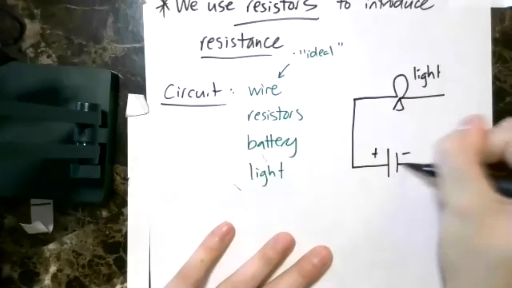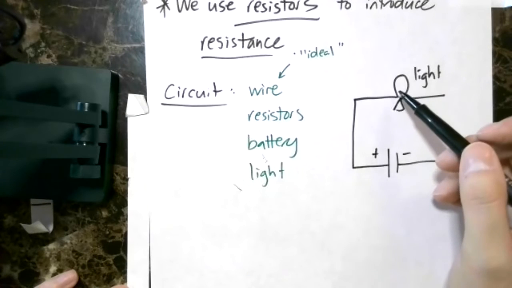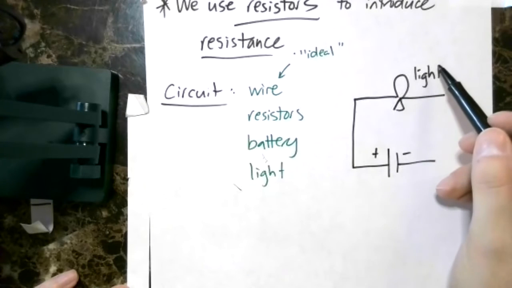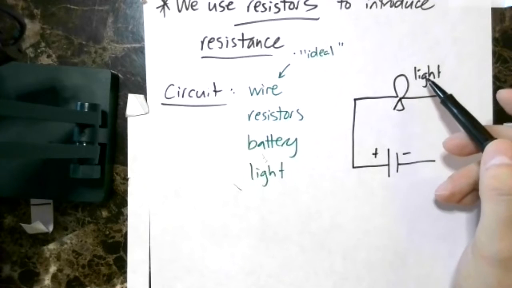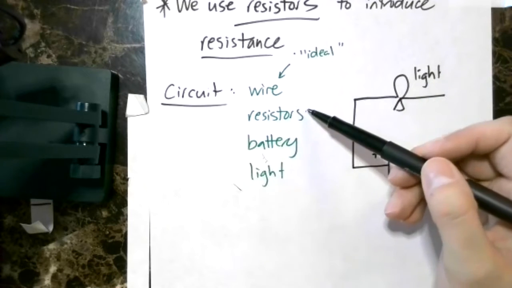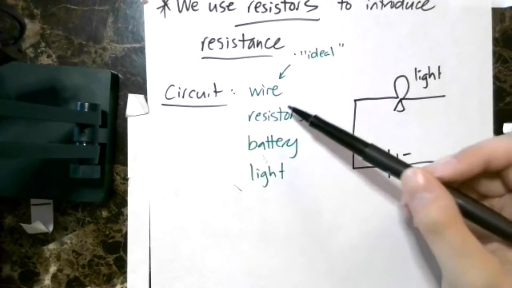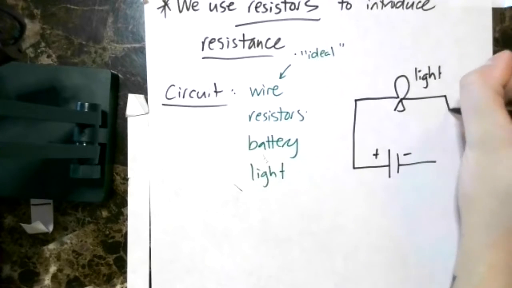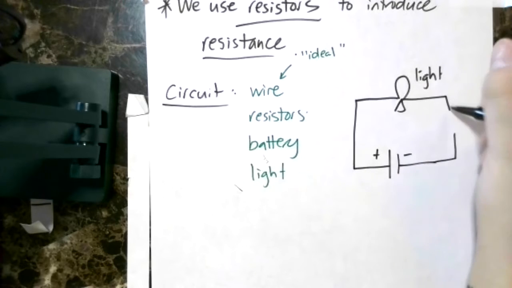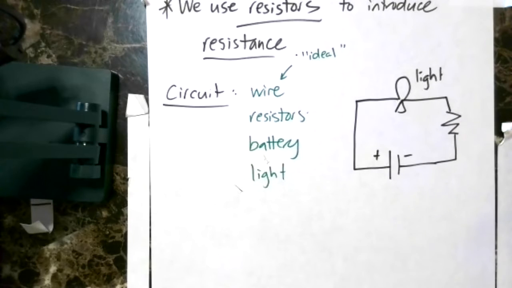And let's say that with this light bulb, we want to reduce the current going to it so that it doesn't explode, it doesn't burn out. So I'm going to introduce a resistor. Just like other components of the circuit, we have a specific symbol we use for resistors. And that symbol is a harsh squiggle.